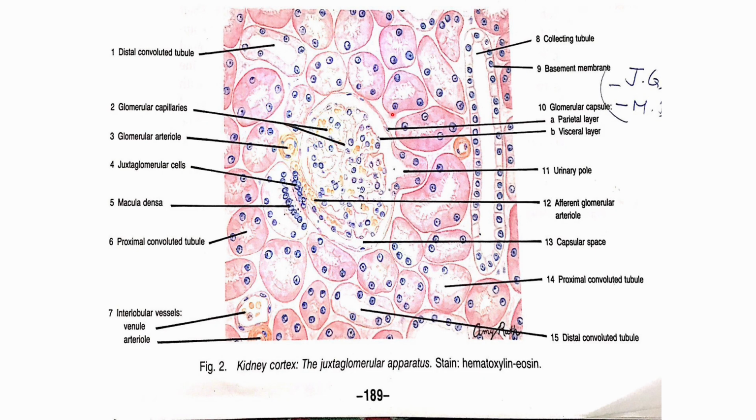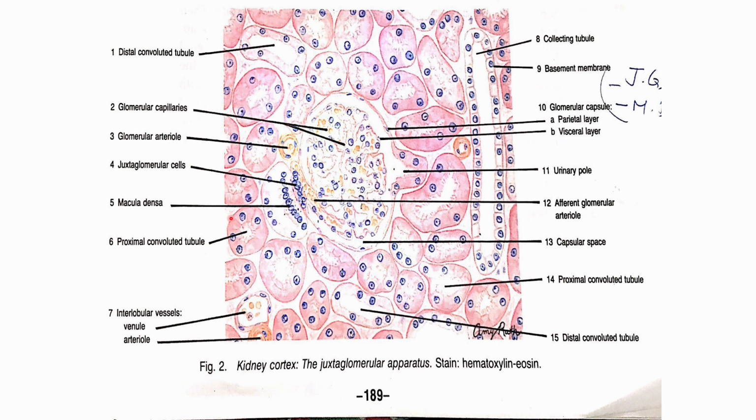This is a slide of the kidney cortex showing the juxtaglomerular apparatus. Here we can see the distal convoluted tubule, and these are the specialized cells, the macula densa of the distal convoluted tubule. Here we can see the juxtaglomerular cells of the afferent glomerular arteriole, and this is the glomerulus along with glomerular capillaries, and this is the parietal layer and the visceral layer of the Bowman's capsule. Along with this juxtaglomerular apparatus, we can see the other cells also.